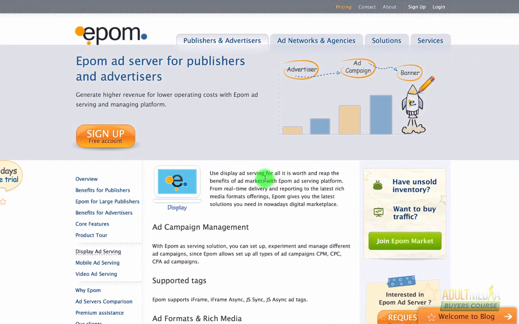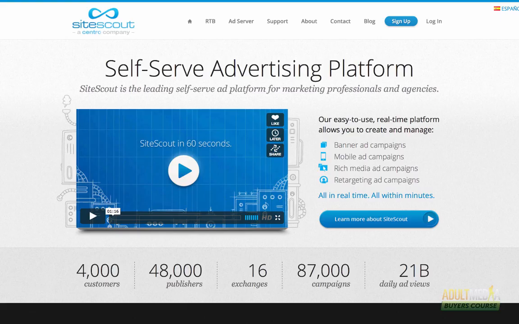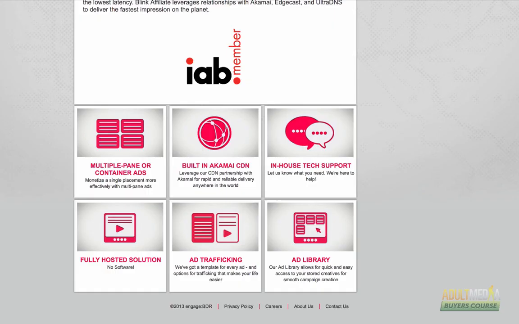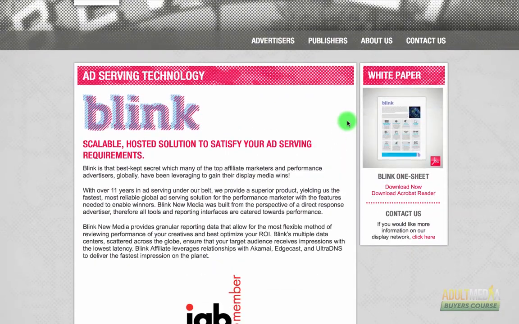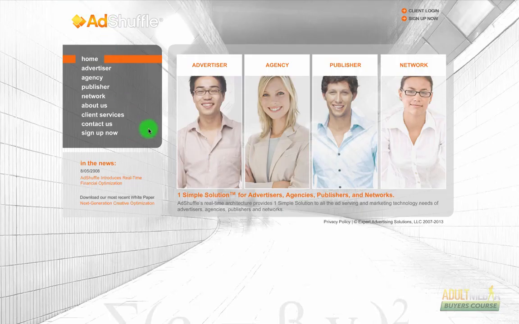So those are four. There's a lot of different ad servers online that you could research and use. There's a lot of different services. But these, for the most part, are the top four that I recommend you get into. You're not going to need to deal with so many. Once you find one that works for you and you understand the interface, you're going to be okay.